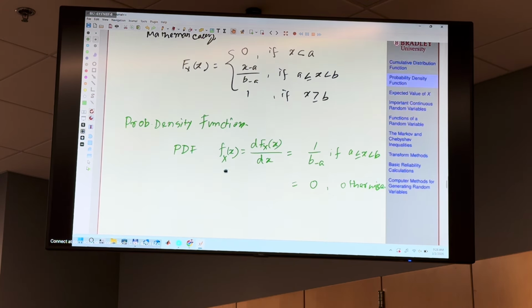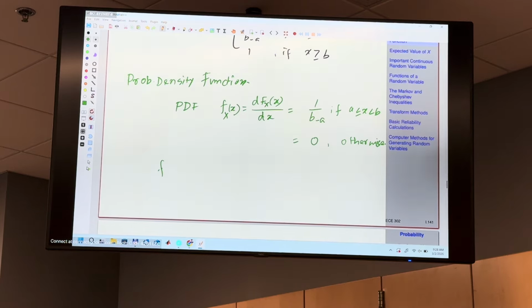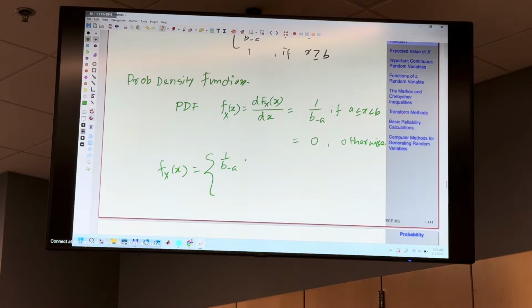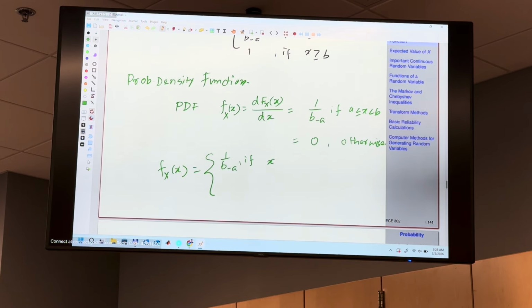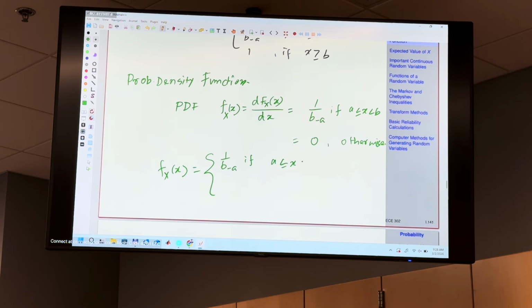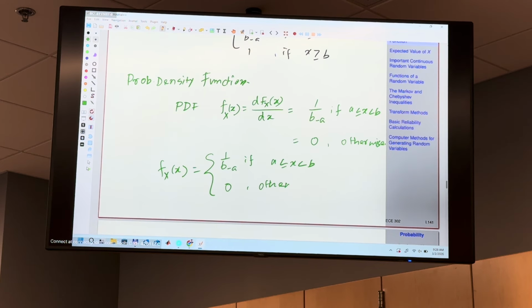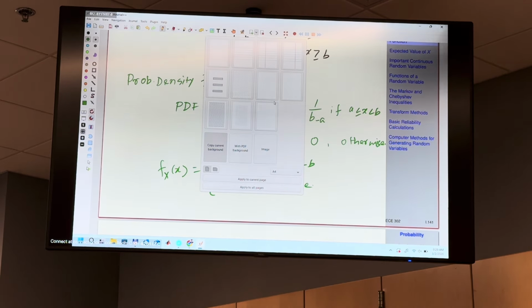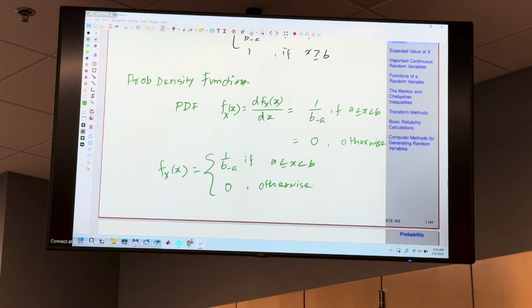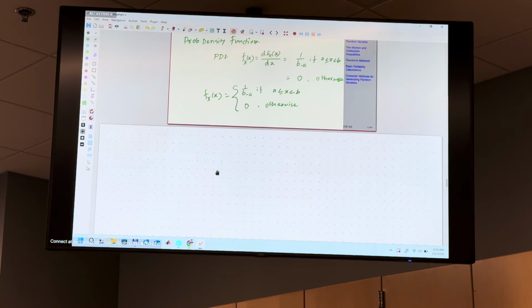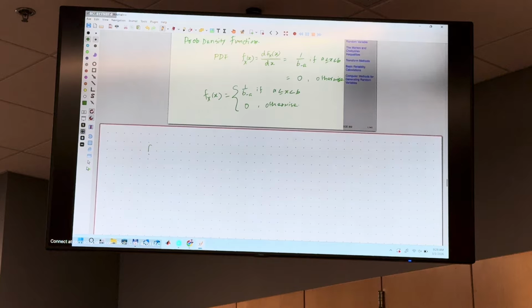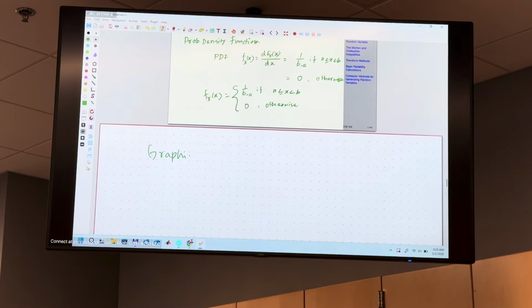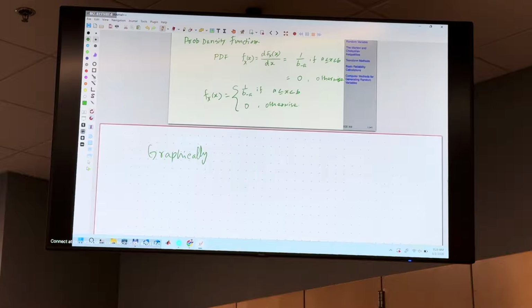So mathematically you simply write, because we have to write the answer, f sub x is 1 over B minus A if A is less than or equal to x less than B, and it is 0 otherwise. Okay. And graphically, you can draw.